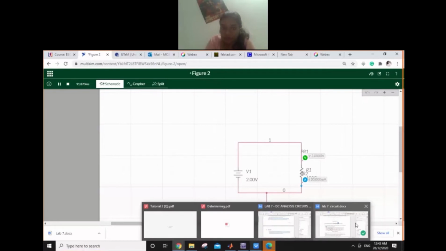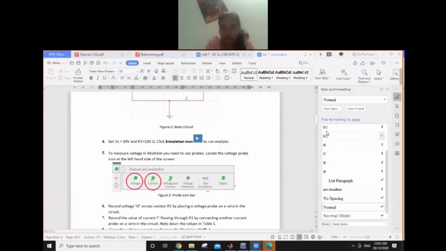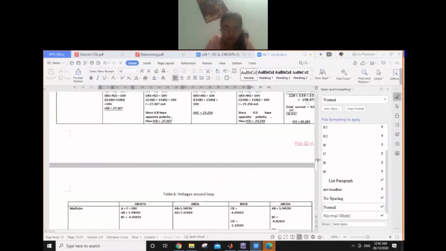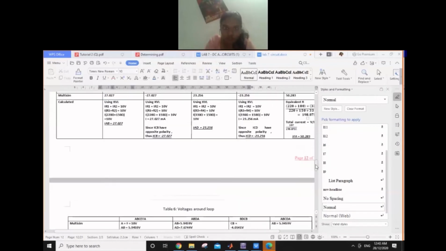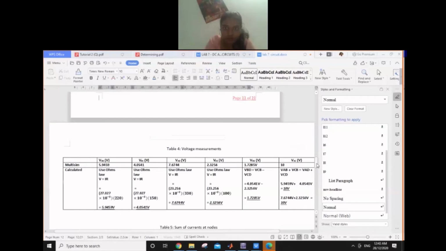Once you are done with this circuit, you can anytime change the voltage according to the given values. And once you are done, fill up the tables. So we can pause the video and see the calculations that we have done.